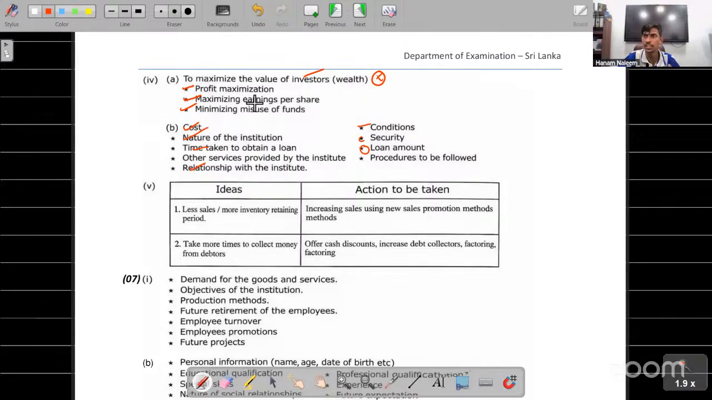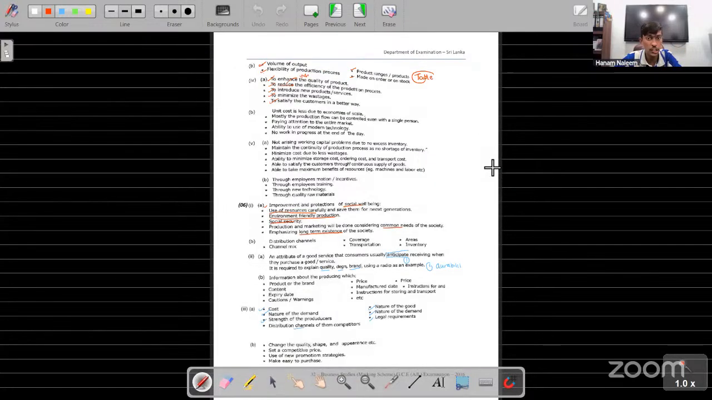Maybe you can write a small sentence. If I want to write one small sentence, I will take loan amount. Okay, we can write amount of fund required. Since it is briefly described, it's better if you can write a small sentence. Amount of fund required. That's it. Okay. Fine.